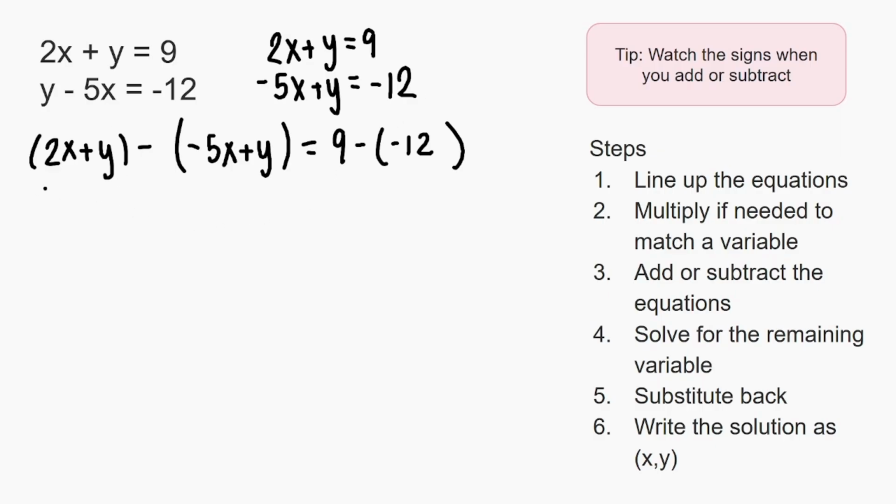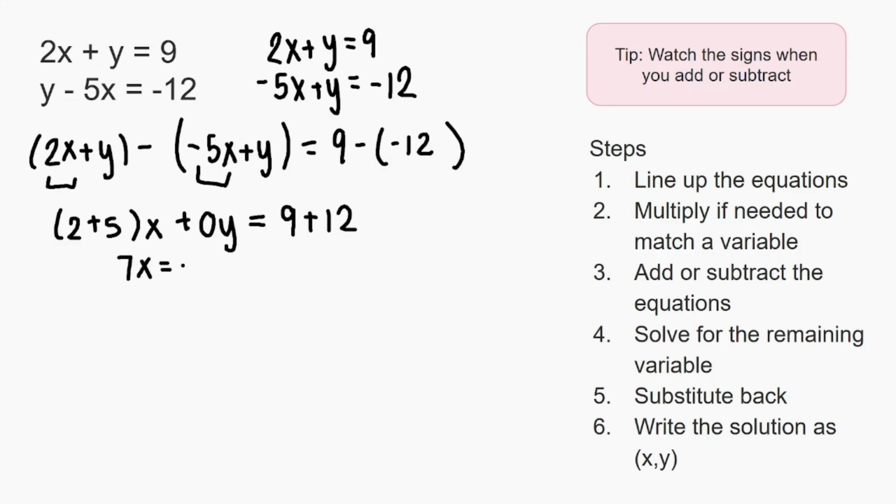So let's tackle the x's first. We have 2x here minus negative 5x, which turns into 2 plus 5x. And then we have 1y here minus y, so we're going to get plus 0y equals 9 plus 12. So this gives us 7x equals 21. Now, dividing both sides by 7, we get x equals 3.